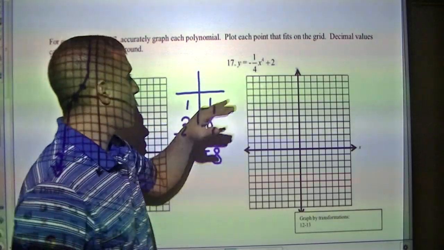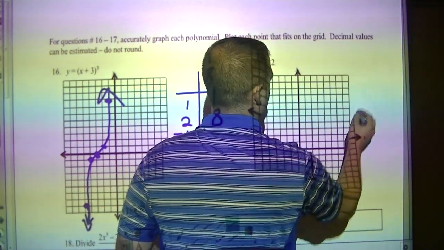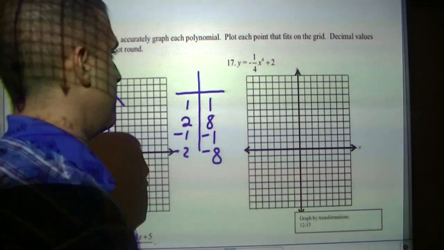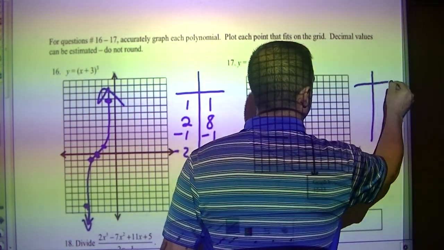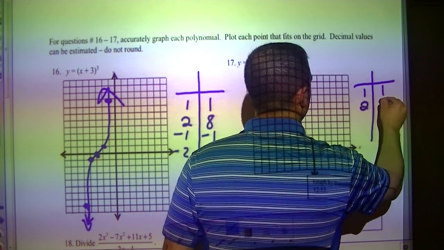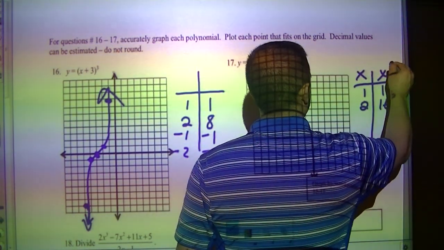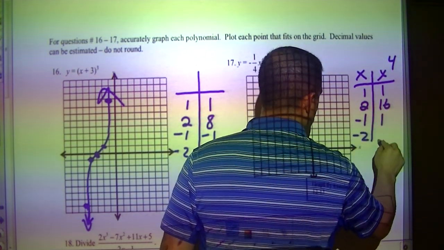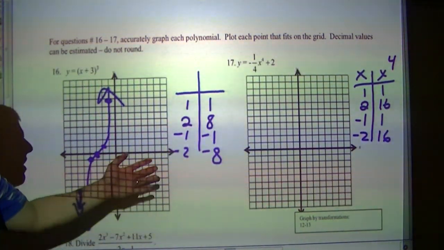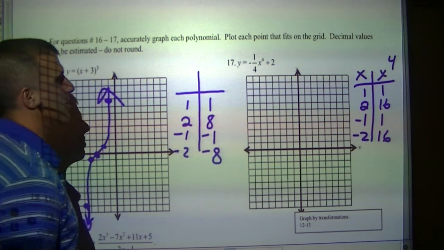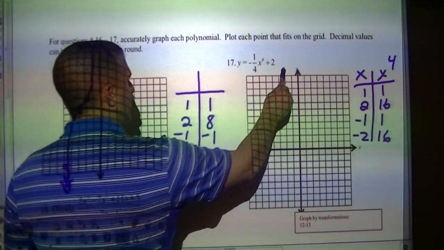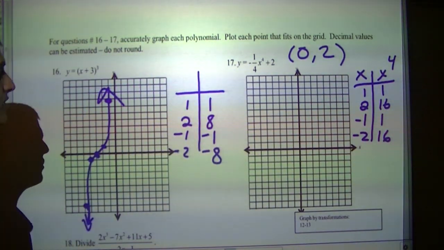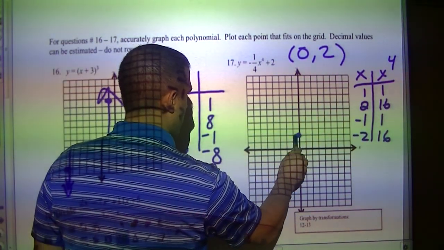Okay, now this is a quartic. My quartic graph, let me make sure I can see that over there. Okay, yep, I got plenty of room. All right, so my normal quartic graph is 1, 1, 2, 16. Okay, -1, 1, -2, 16. It's very much like a quadratic, but obviously you're doing it to the 4th. Now, my anchor point here is 0, 2. Okay, 0, 2. So I'm going 0 over 2 up.